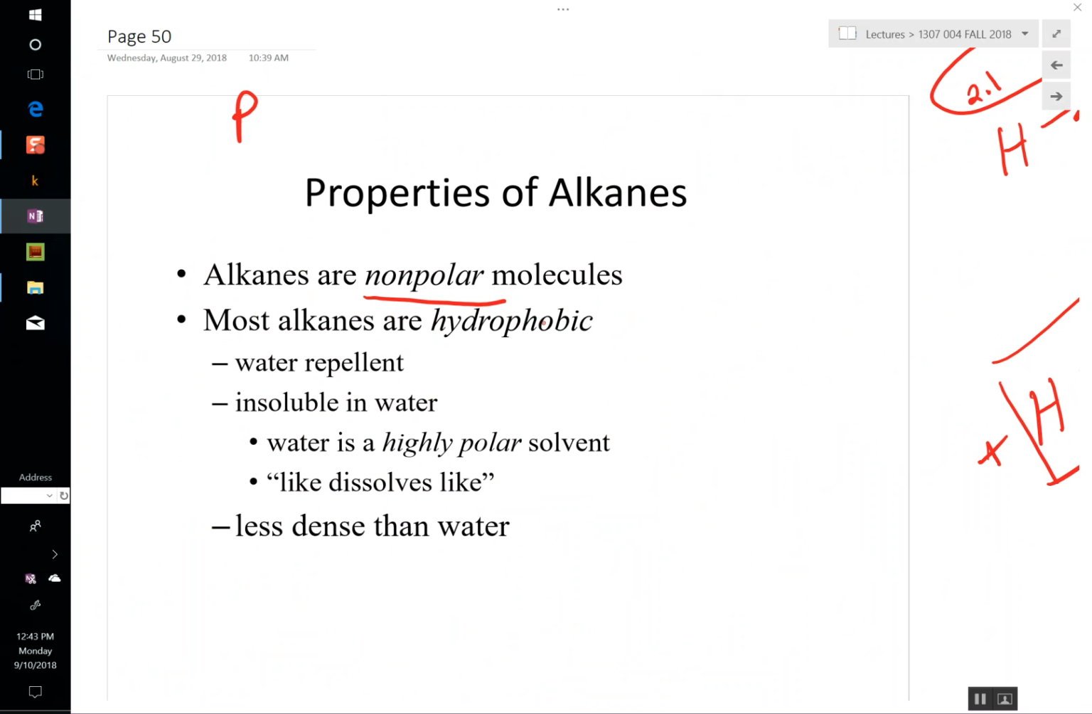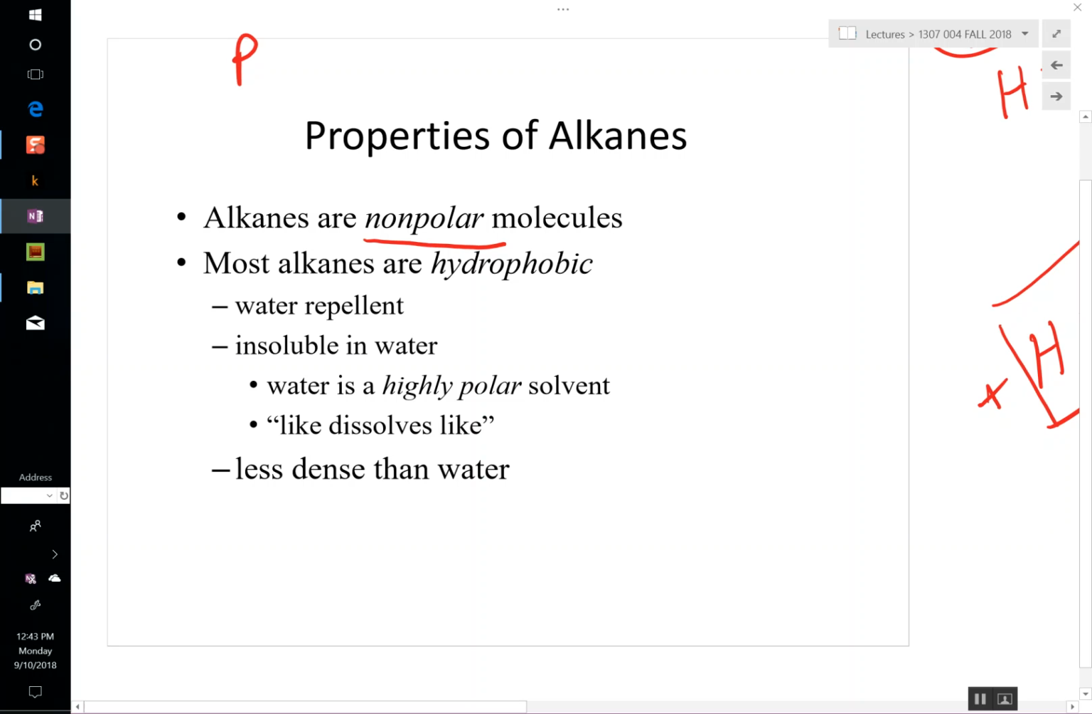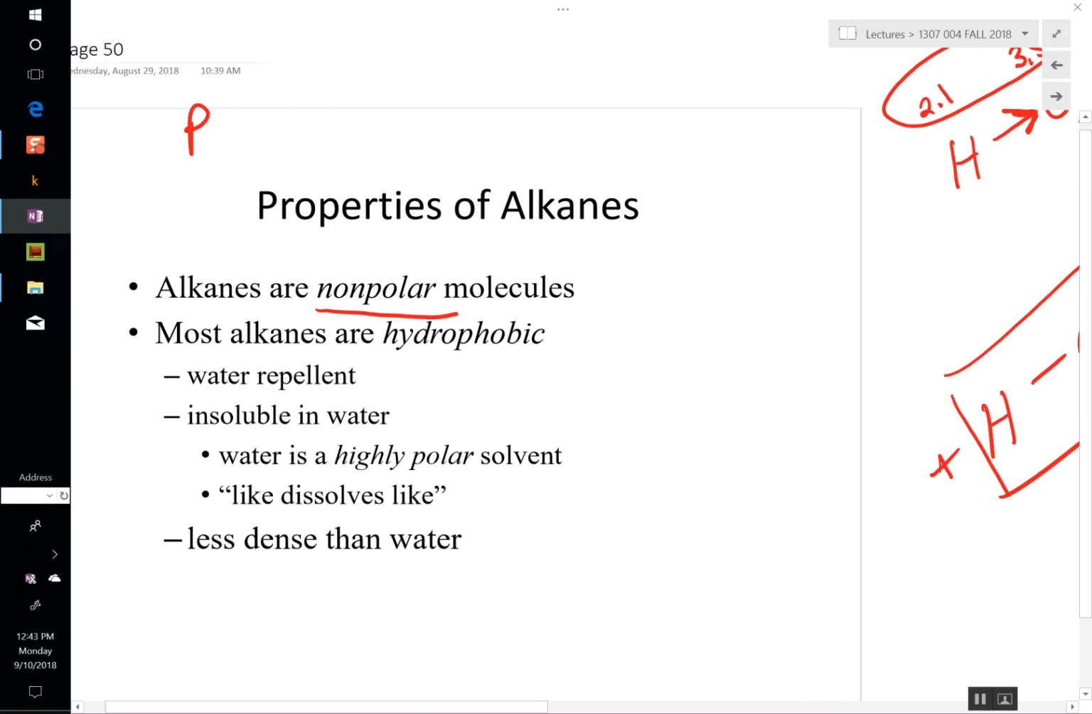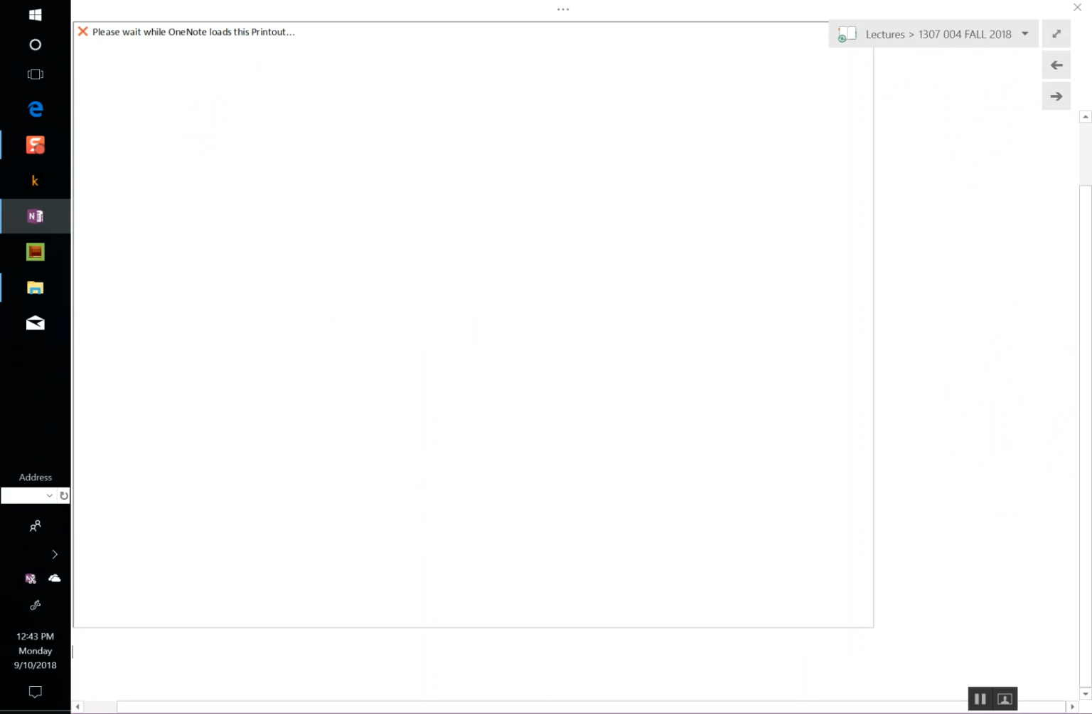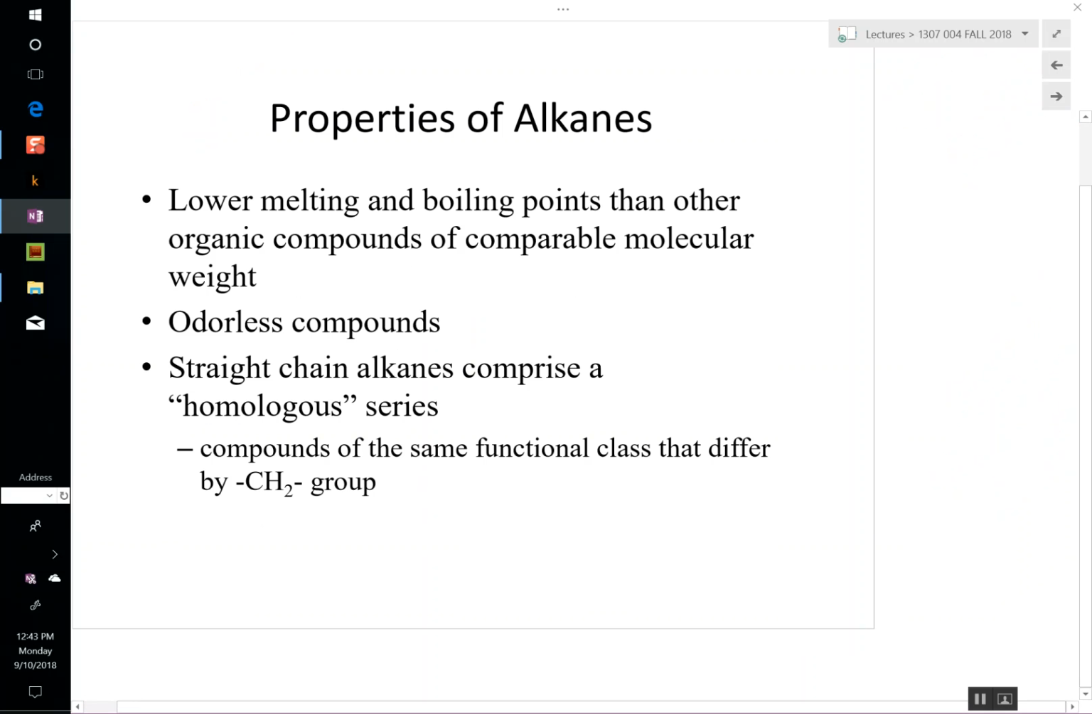They are less dense than water, therefore they do float on top of water. Alkanes do. Not all organic compounds float on water. Carbon tetrachloride is a very dense molecule. It's not soluble in water, but it sinks to the bottom of water. It's got four chlorines on it. It's real heavy. But generally speaking, hydrocarbons, carbon-hydrogen compounds, are less dense than water, and they float on water. Okay, odorless.